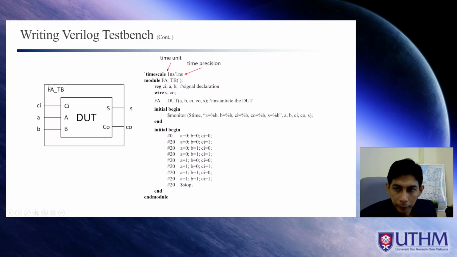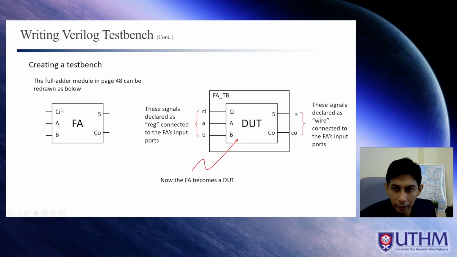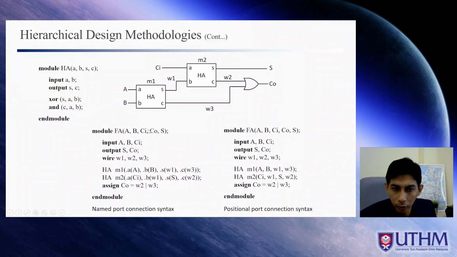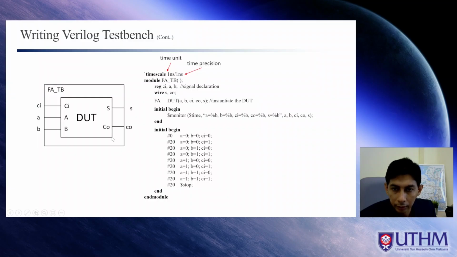This is the module name, FATB. The inputs CI, A, B are declared as reg, and wire S, CO. This is how we instantiate this design, our DUT. We call FA, because we named our full adder module FA, and the instance name is DUT or any other name that you want to use. You need to list all the ports here.